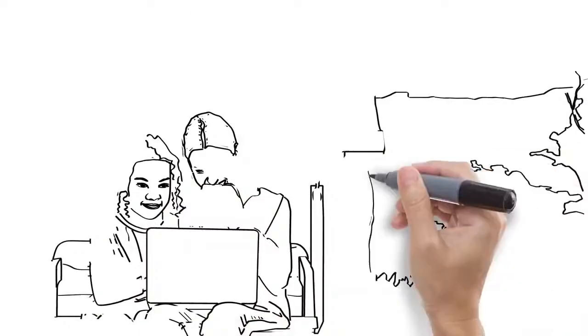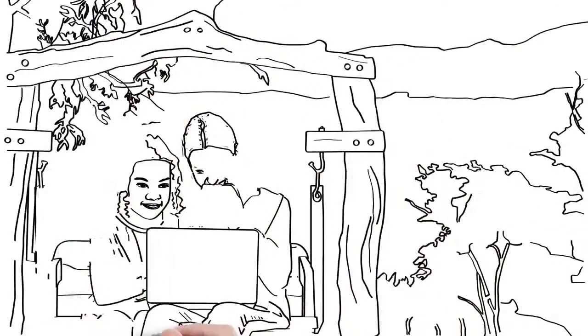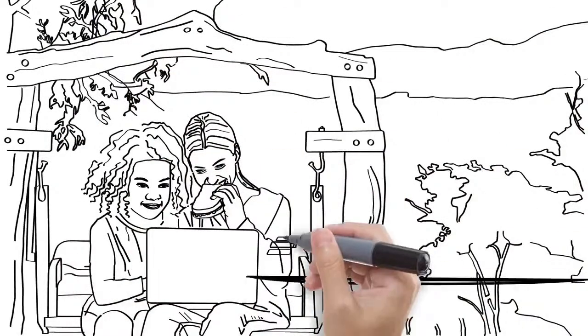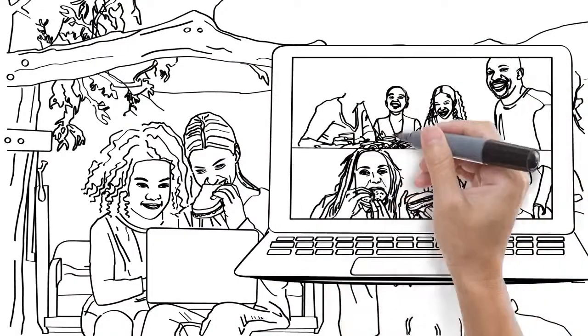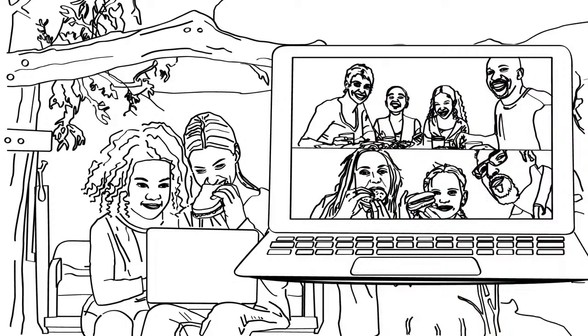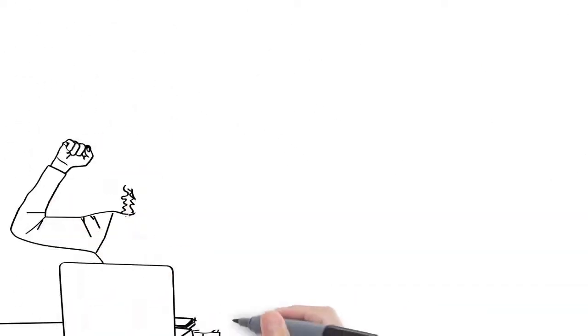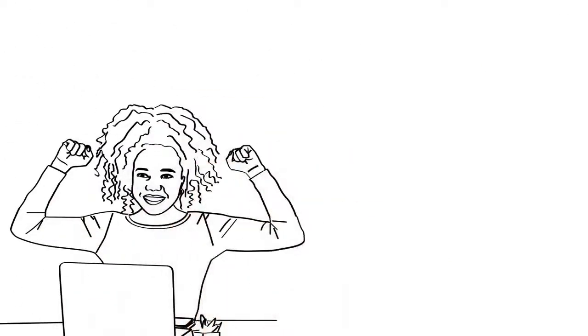At lunchtime, Maya and her mom sit on the back porch with peanut butter and jelly sandwiches. On the laptop, other families are on screen for a lunch bunch meeting, chatting and telling jokes. With all her live sessions done, Maya has a flexible afternoon.